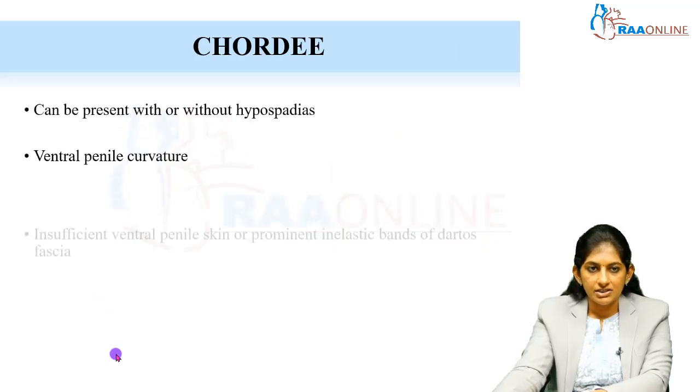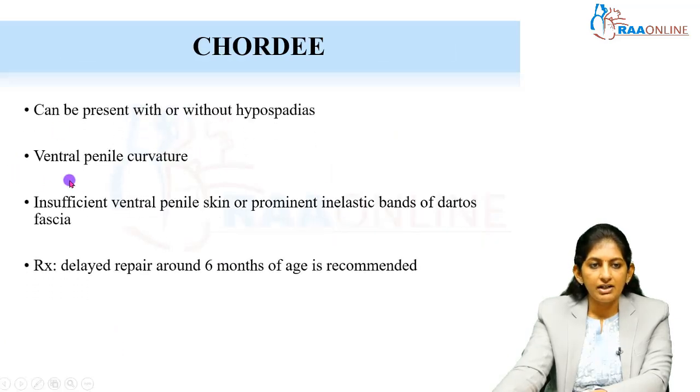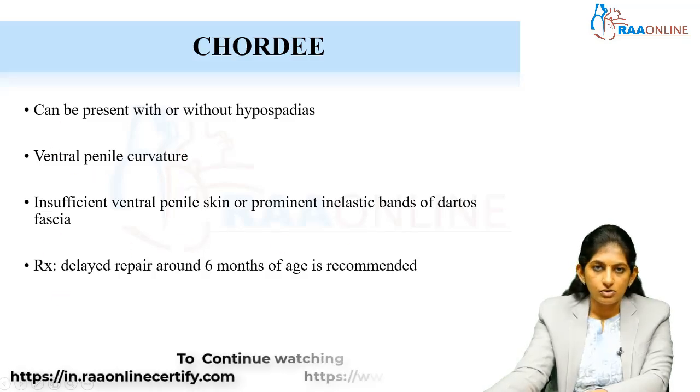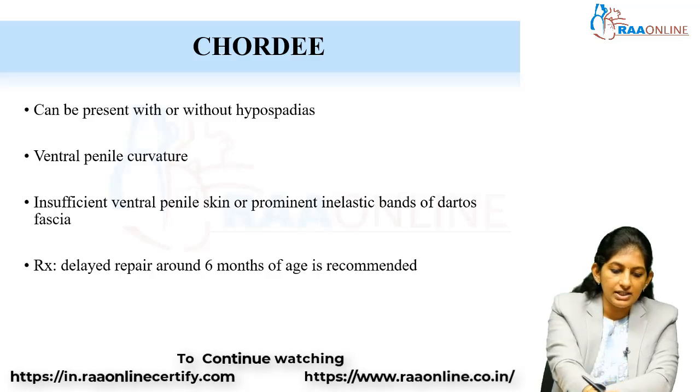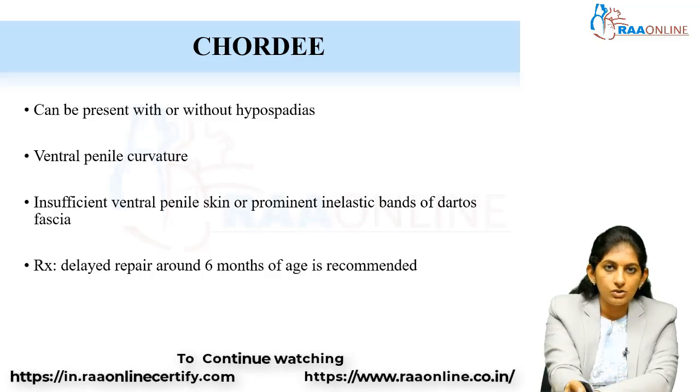So chordae we have just explained, it is going to be the ventral penile curvature. Even if it is not associated with hypospadias also, refer to a pediatric urologist. Mostly it is repaired through surgery at around 6 months of age. Okay.